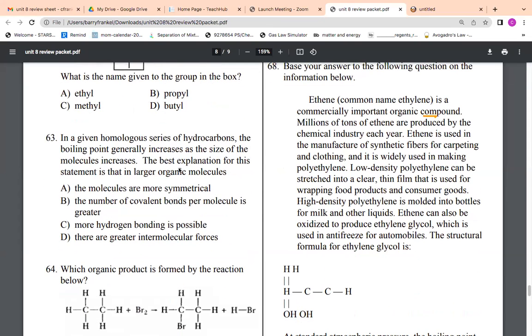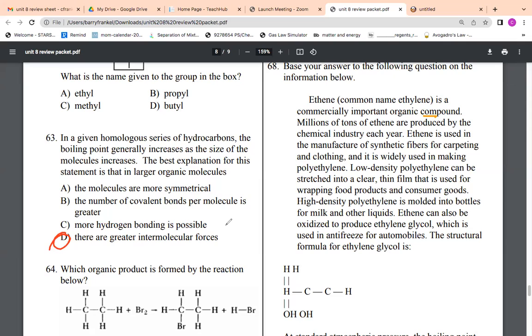Number 62. We also had another question similar to this before that I explained. In a given homologous series of hydrocarbons, that again, homologous series of hydrocarbons can be alkanes, alkenes, alkynes, the boiling point generally increases as the size of the molecules increases. The best explanation for this statement is that in larger organic molecules, there are greater intermolecular forces. We learned about this really in Unit 7, chemical bonding, okay? The greater the intermolecular forces, the higher the boiling point, the harder it is to boil something.